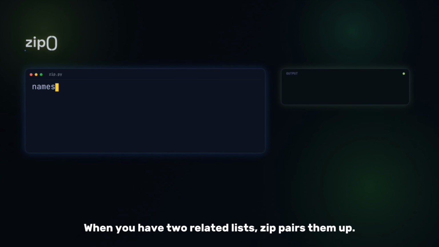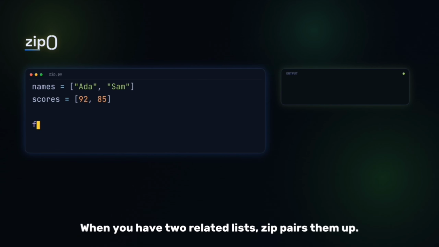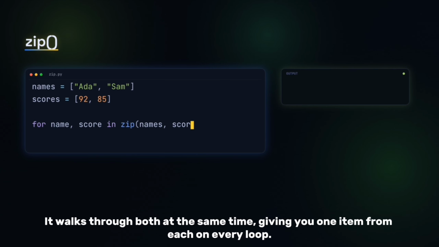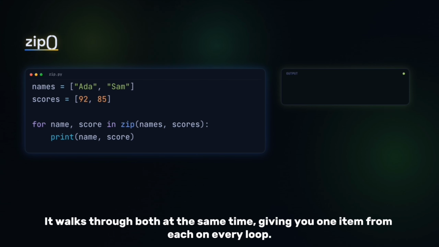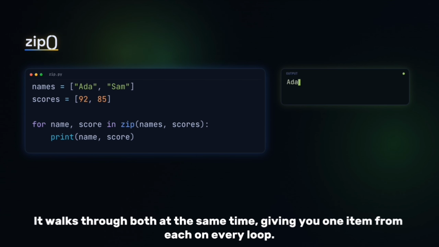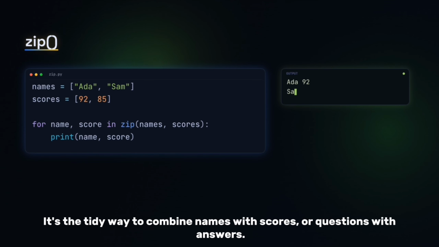When you have two related lists, zip pairs them up. It walks through both at the same time, giving you one item from each on every loop. It's the tidy way to combine names with scores or questions with answers.